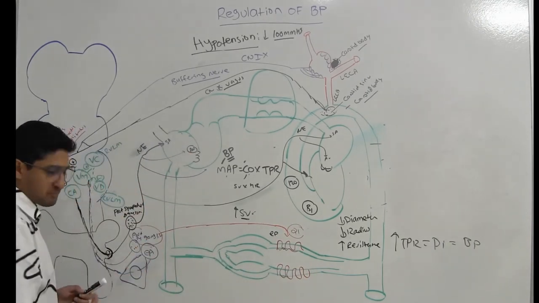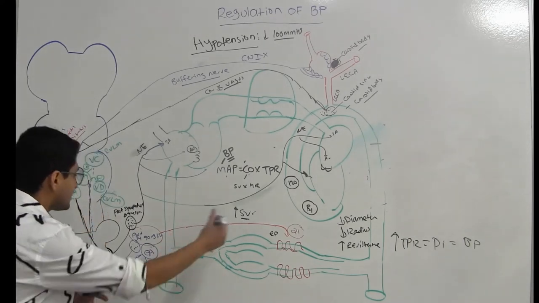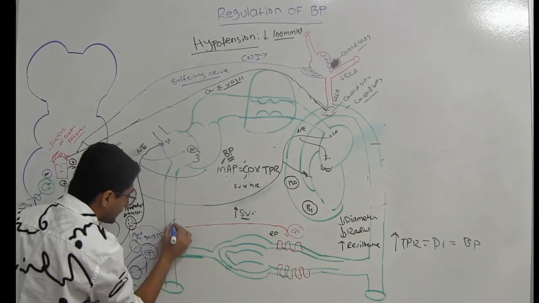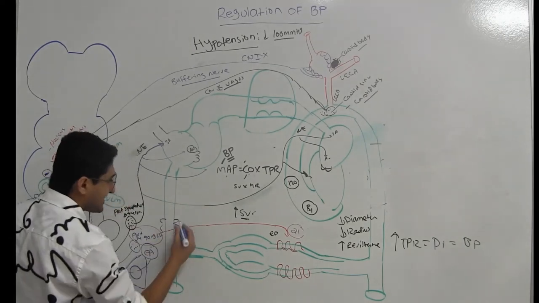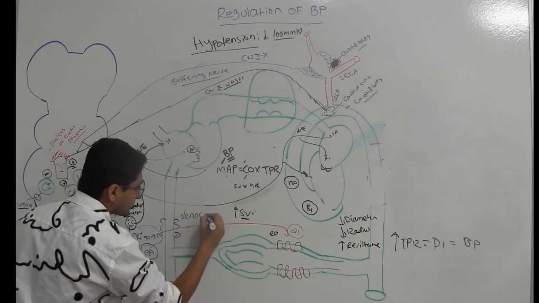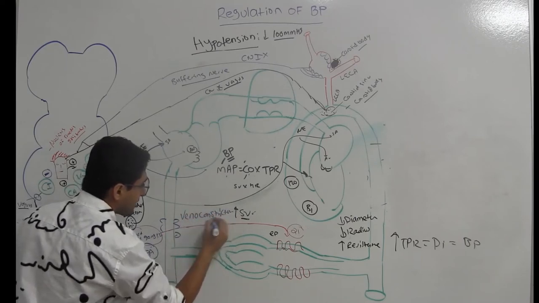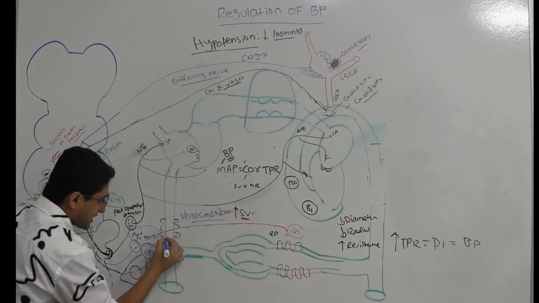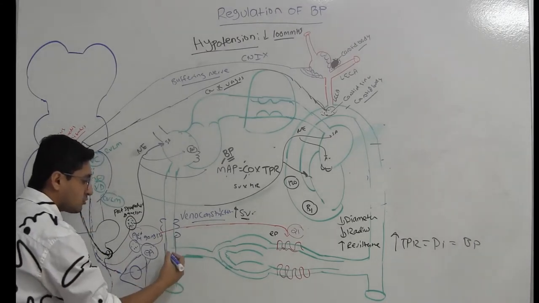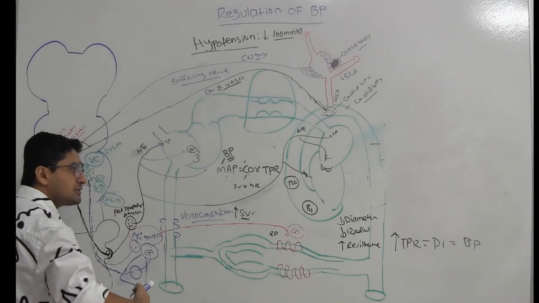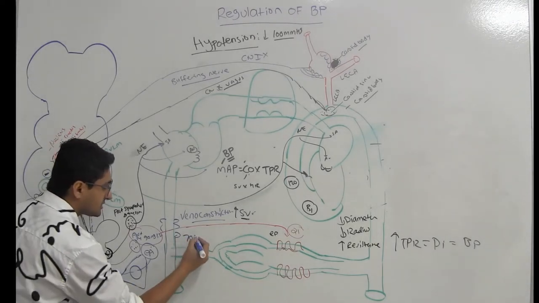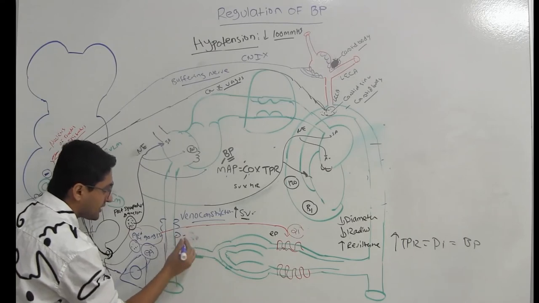Now these guys also have receptors on the venous side, because veins also have small muscle cells. They also do something called venoconstriction. Remember, the venous side is usually thin-walled, and because the wall is thin, they're always holding more volume of blood. About 60 to 70% of your blood is in the veins, right?